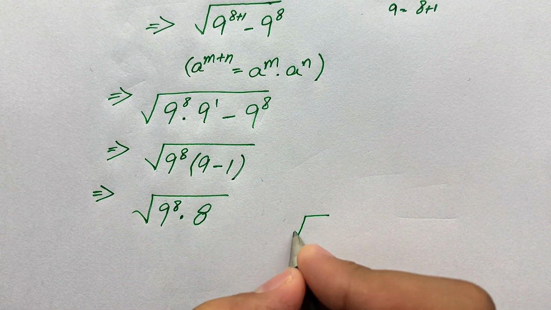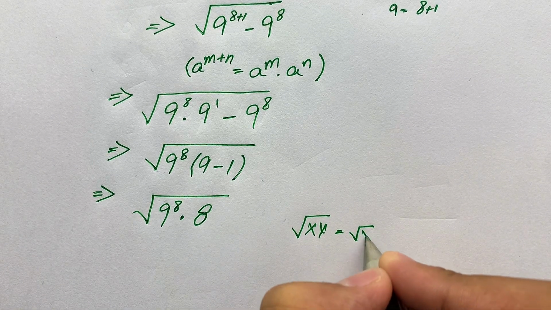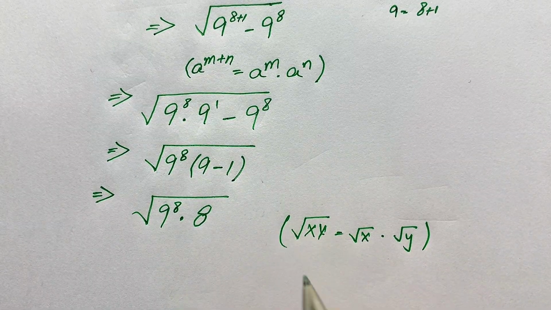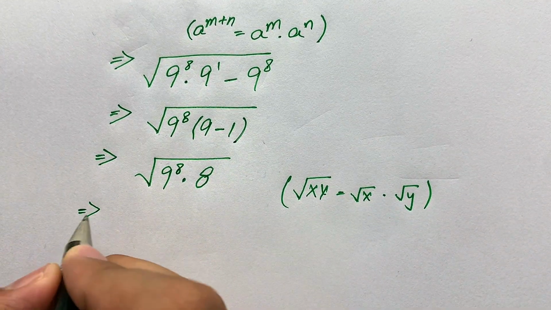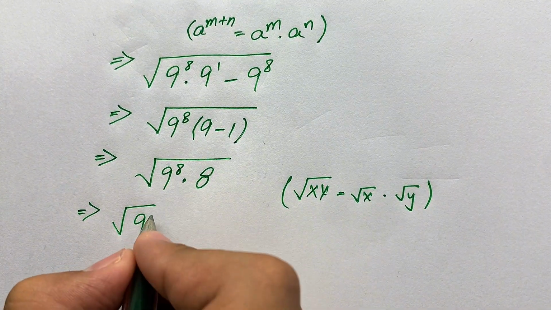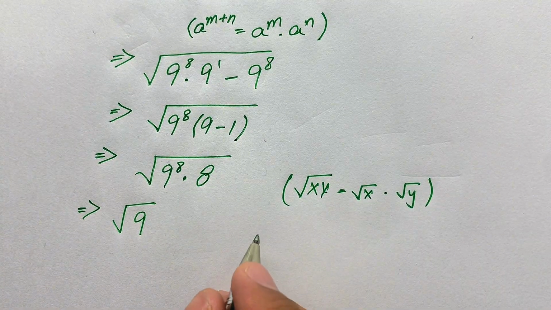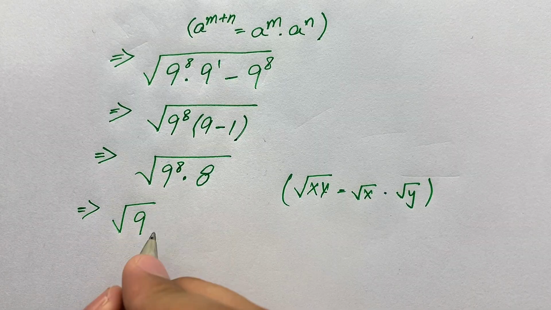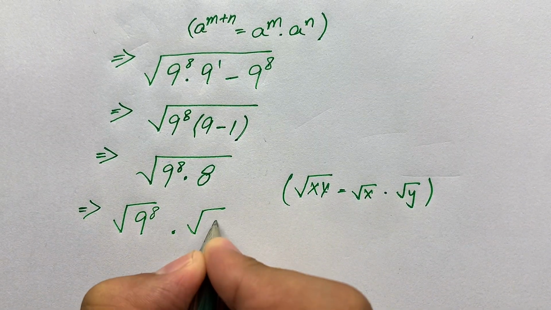Now we use this formula: root of x y is equal to under root of x into under root of y. After applying this formula, we get, in the next step we apply this formula, under root of 9 to the power 8 into under root of 8.